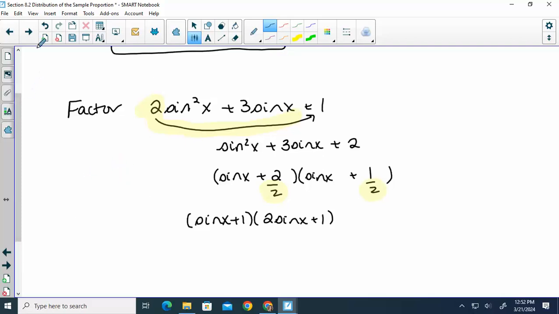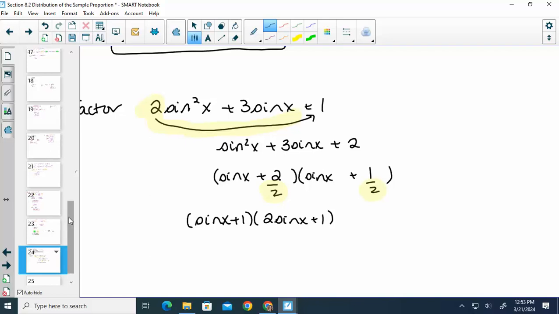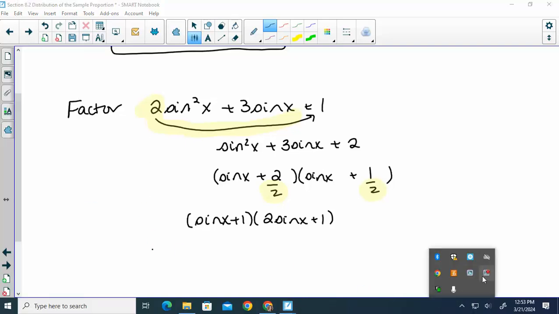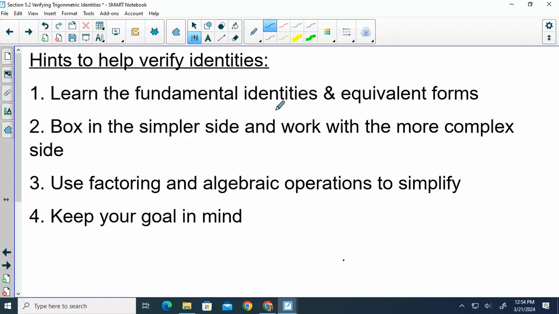What we are going to do now is talk about the reason we're doing all this: to start verifying some trig identities, some proofs. You don't necessarily have to write this all down, but these are the important things. Learn your fundamental identities and the equivalent forms. Know your reciprocals. 1 over sine is cosecant. If I make it 1 over sine squared, it is cosecant squared. The Pythagorean identities: we've seen that sine squared plus cosine squared equals 1 over and over again.